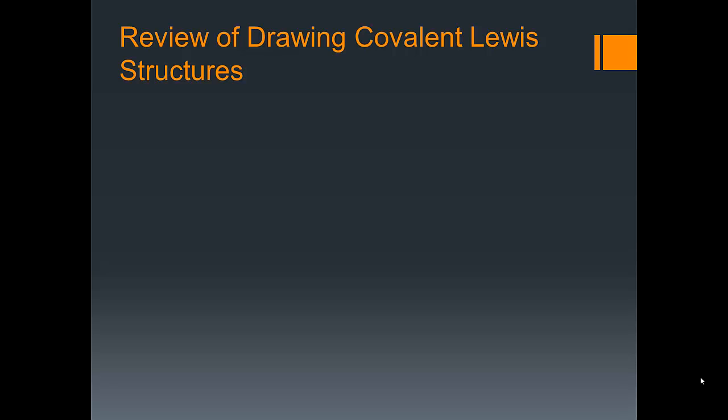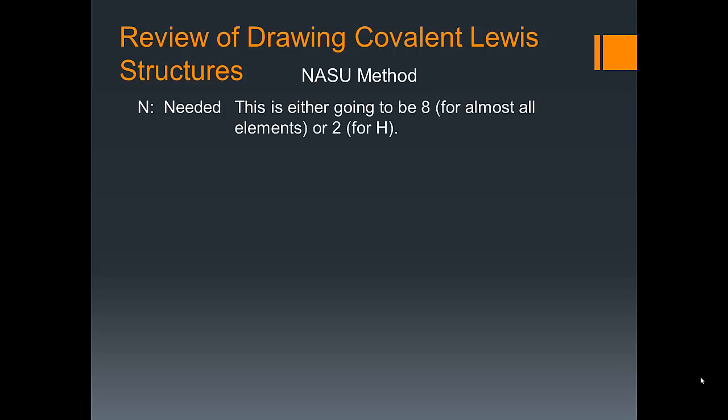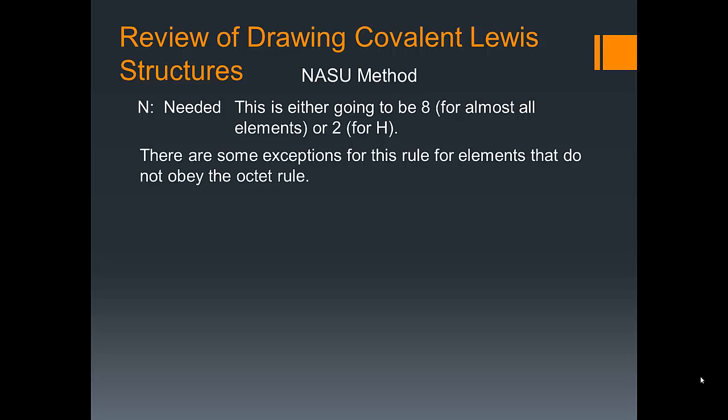So I believe Mrs. Paquette and I both teach the NASU method, so we're going to review that now. Each letter there stands for something. The N stands for needed. So the needed value is either going to be 8 for almost everything or 2 for hydrogen. Remember, needed isn't how many more it needs, it's how many total it needs to reach its stable value. There are some exceptions to this, which we'll go over during class. I just want to let you know there are some exceptions.